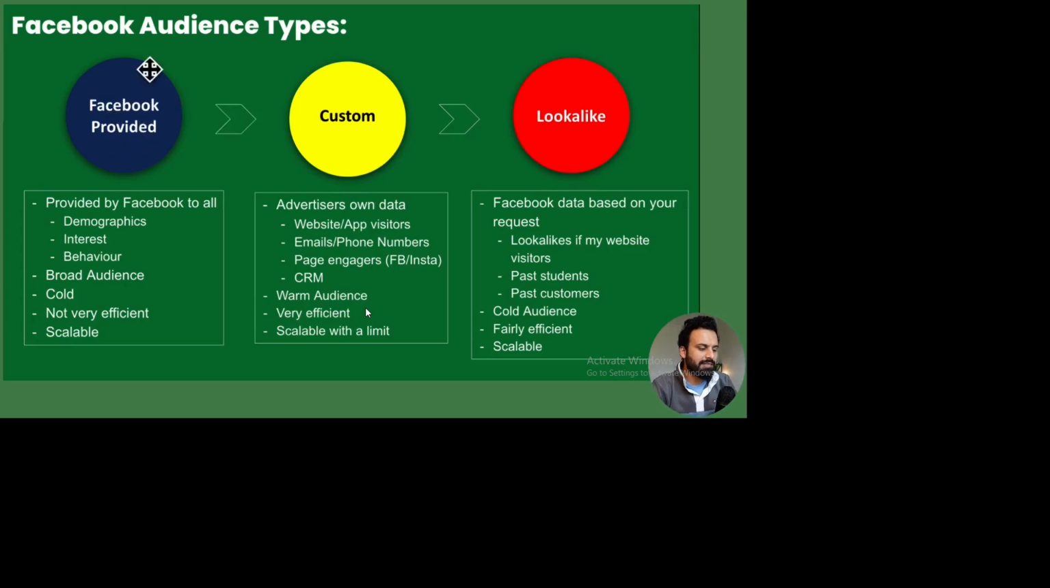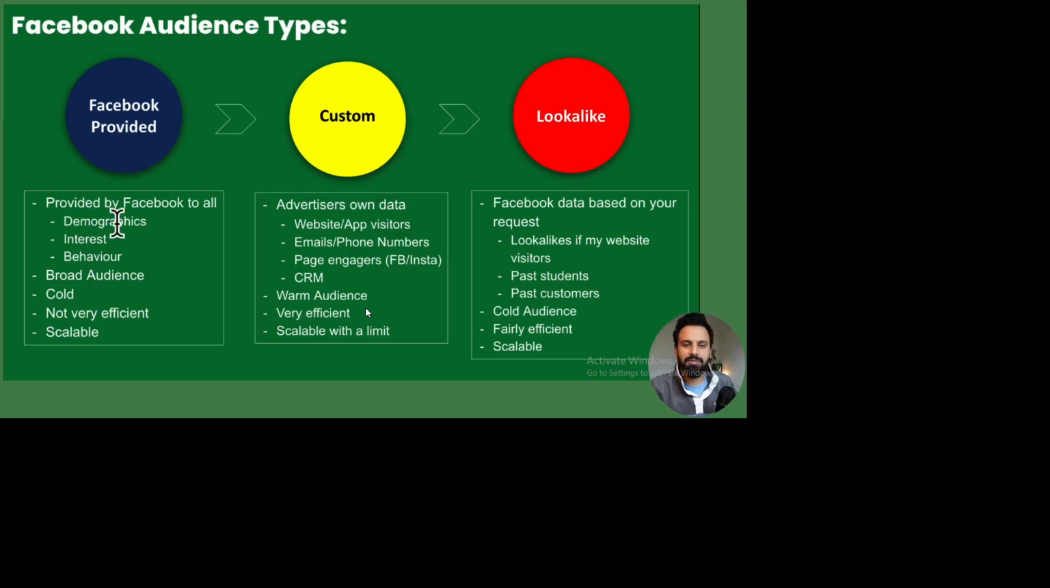Now here, if you see, the first one is Facebook provided. Now these are the audiences which Facebook provides to any advertiser. Anyone who creates an ad account and wants to run a campaign gets this kind of audience available from Facebook. So basically, when anyone tries to set up a campaign on Facebook, Facebook provides certain kinds of audiences which are available to everyone, which are called Facebook provided.